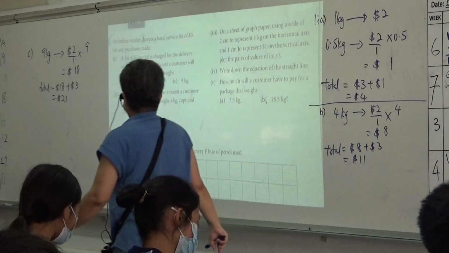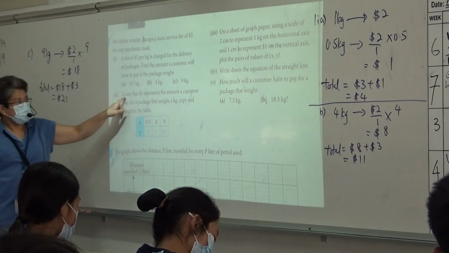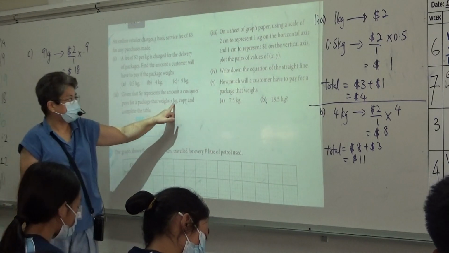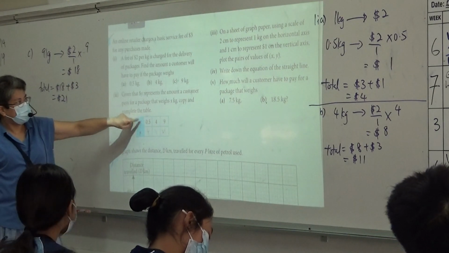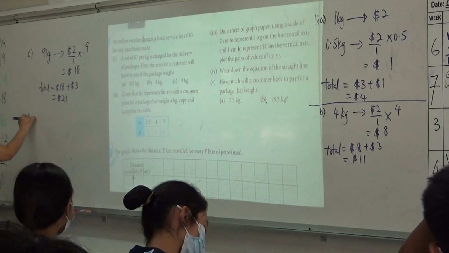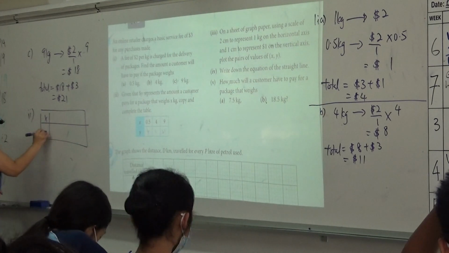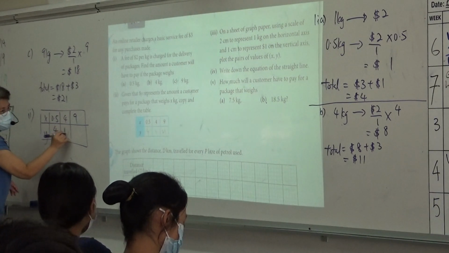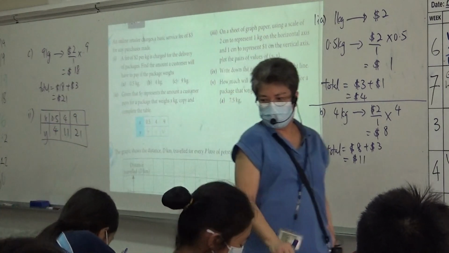Okay? Now, you must take down this at the back of the graph paper. Part 2. Given that Y represents the amount a customer pays for a package that weighs X kilogram, copy and complete the table. Now, can you see 0.5 here, 4 here, 9 here? Can you draw this table? Fill in 4, 11, and 21, the ones that we have calculated.